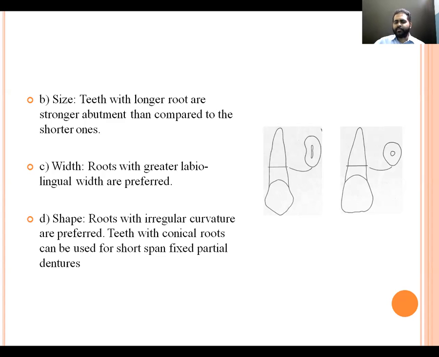If it is more, you will get a greater amount of support, and the abutment will be stronger enough to withstand all the forces. The width of the roots also plays a very important role. If the labial width of the root is more, then it is preferred over less width. Regarding the shape of the root, if an irregular shape of the root is present, it is always preferred over the conical roots and the straight roots.